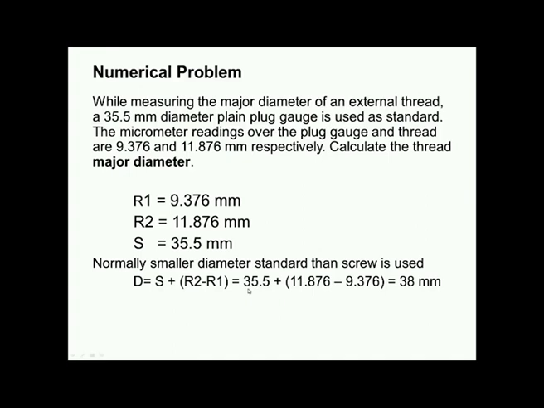So, the S value is 35.5, and the R2 value is 11.876 millimeter, and the R1 value is 9.376 millimeter. So, the calculation will give us the major diameter of the screw thread as 38 millimeter.